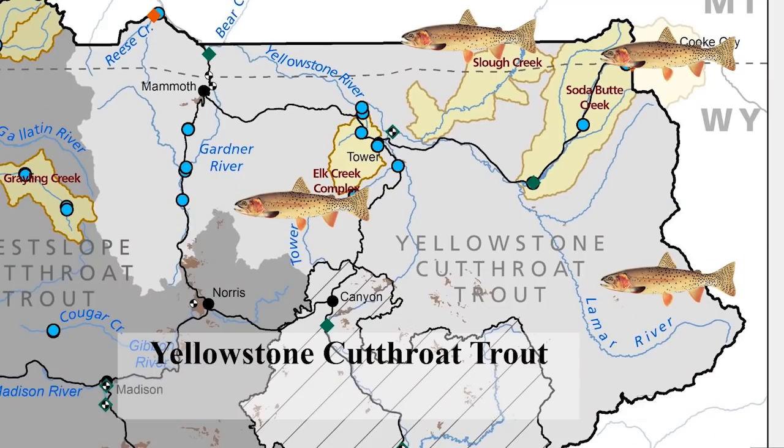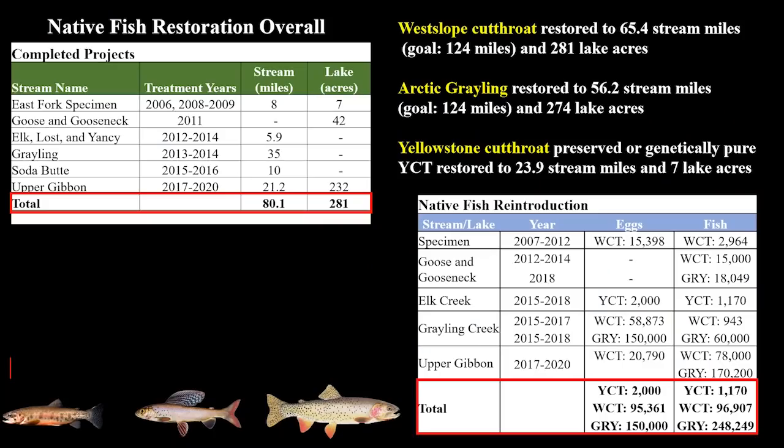Our Yellowstone cutthroat trout conservation efforts are mostly focused in the northern range of the park, especially in the Lamar River drainage. We're working hard to preserve our native large river Lamar River cutthroat. Overall, we've restored 80 miles of streams to native fish in recent years, and over 280 lake acres, most of the lake acreage being Grebe and Wolf lakes in the upper Gibbon River.